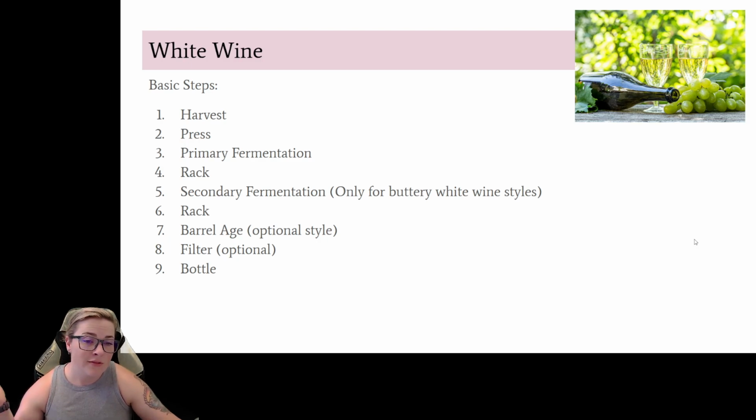Okay, basic steps for white wine making. I provided it for you for the reds, and I wanted to provide it for the whites as well: harvest, press, primary fermentation, rack. Then we have secondary fermentation only for buttery white wine styles or creamy, right? Rack that again. Barrel aging is optional. Most white wines are not barrel aged, but the ones that go through secondary fermentation typically involve an oak or a barrel of some kind. Then you could filter it, which is also optional, which is a whole other conversation for the winemaking class. And then bottle, right? So those are the general steps for white winemaking.